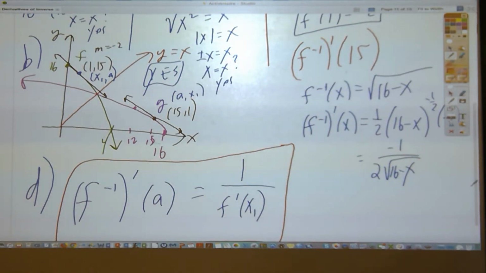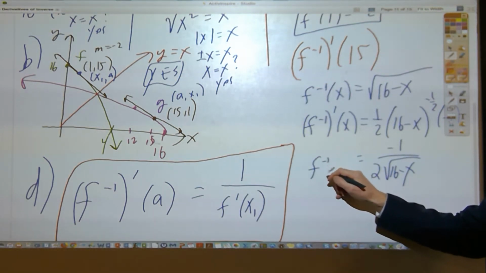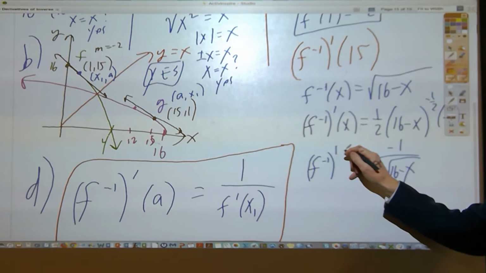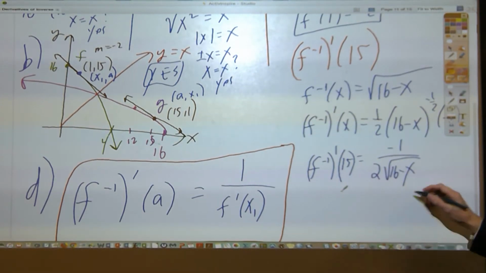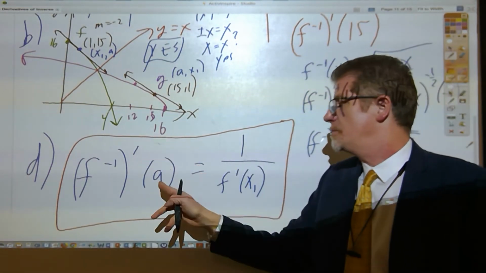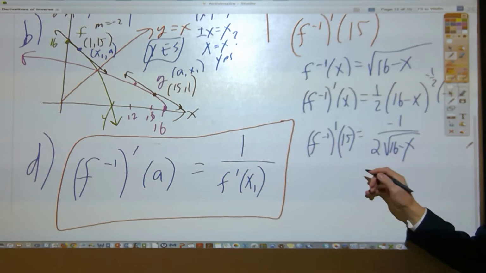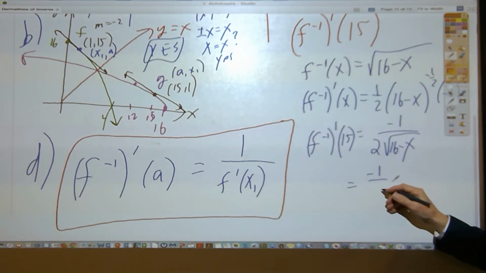What is f inverse prime of 15? Or of A in general, f inverse prime of A, which is the y coordinate. Well, to find out, we put a 15 in. Is it really going to be the reciprocal?